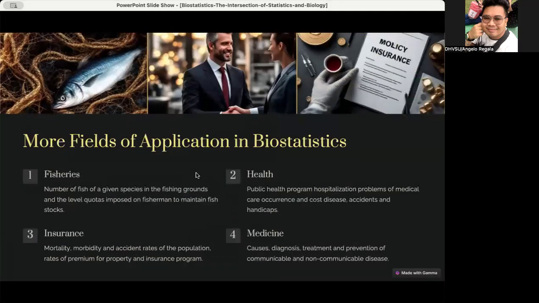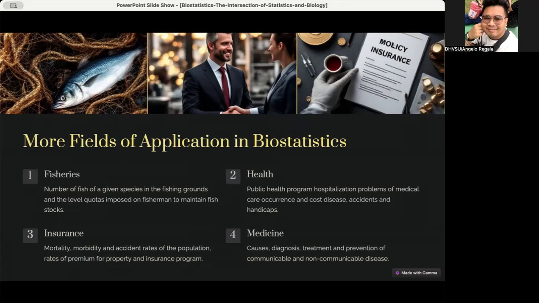In fishery, we're talking about the number of fishes of a given species in a fishing grounds, and even the level quotas imposed on fishermen to maintain fish stocks. Okay, so when are we going to harvest fish? Until what amount or number of the population of those fishes can be harvested, something like those, as well as the growth and production rate of fishes.